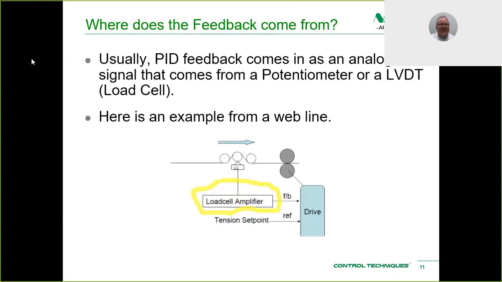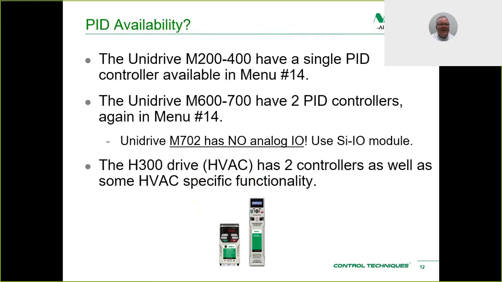Now, in terms of availability, the UniDrive M200 through 400 have one PID controller available in menu 14. The 600 and 700 have two PID controllers, and they're both found in menu 14. Now, a word of caution here: the UniDrive M702 does not have any analog I/O.